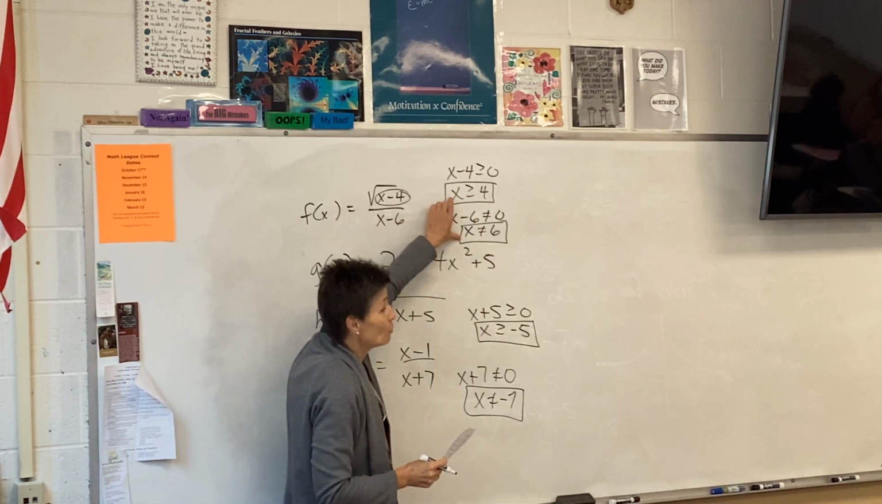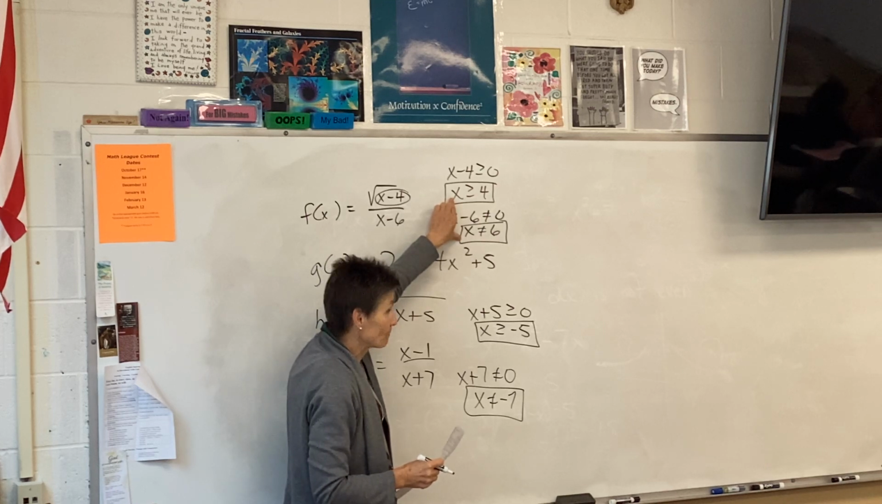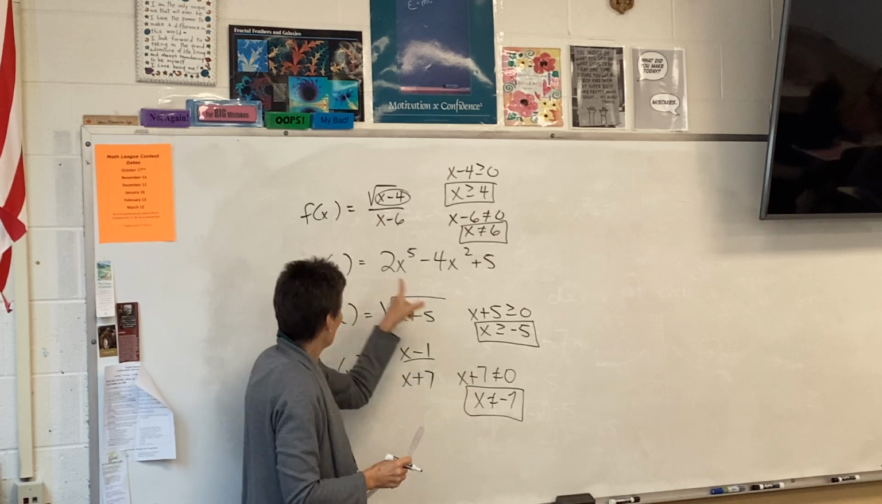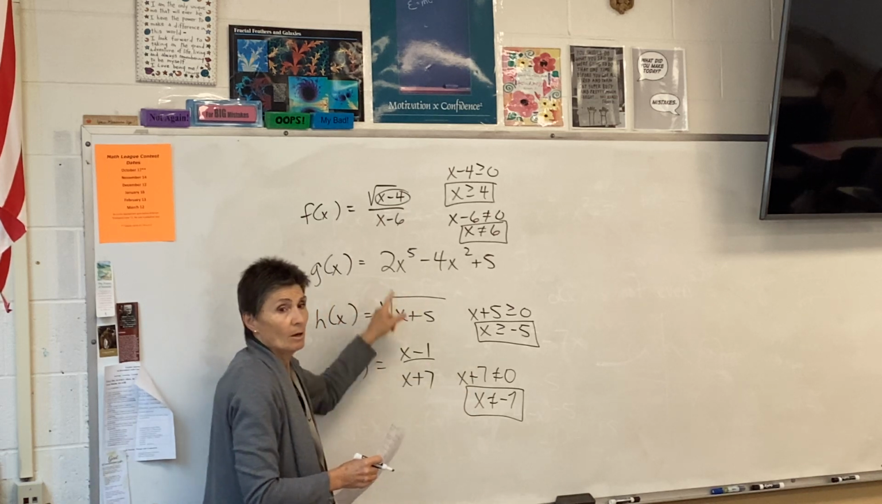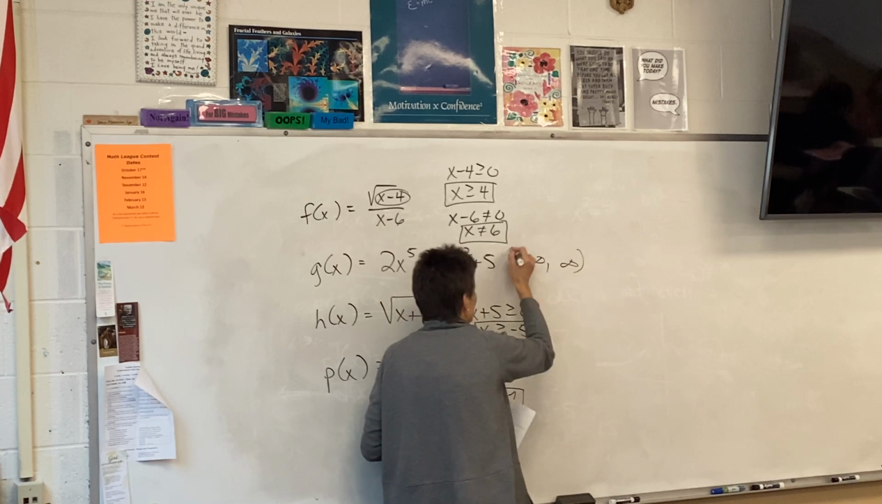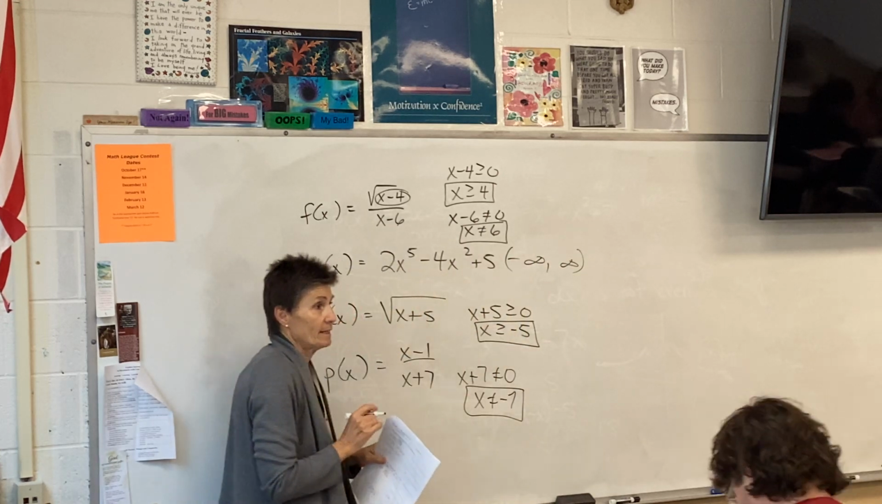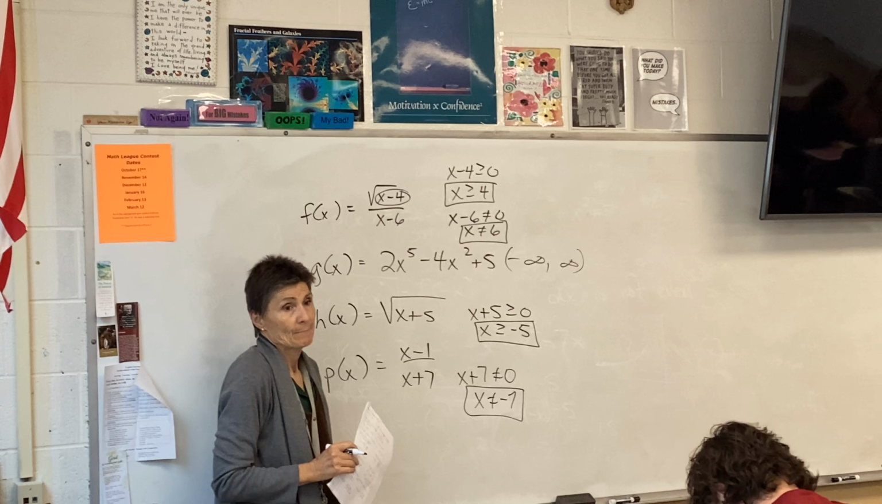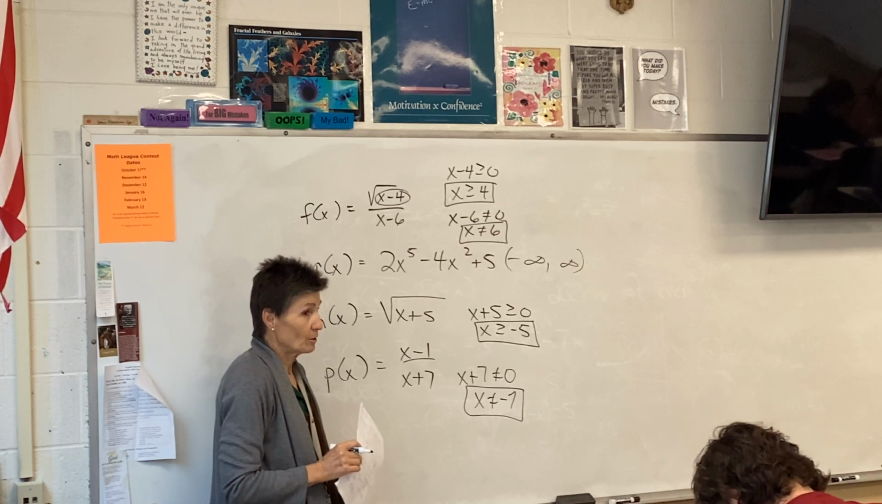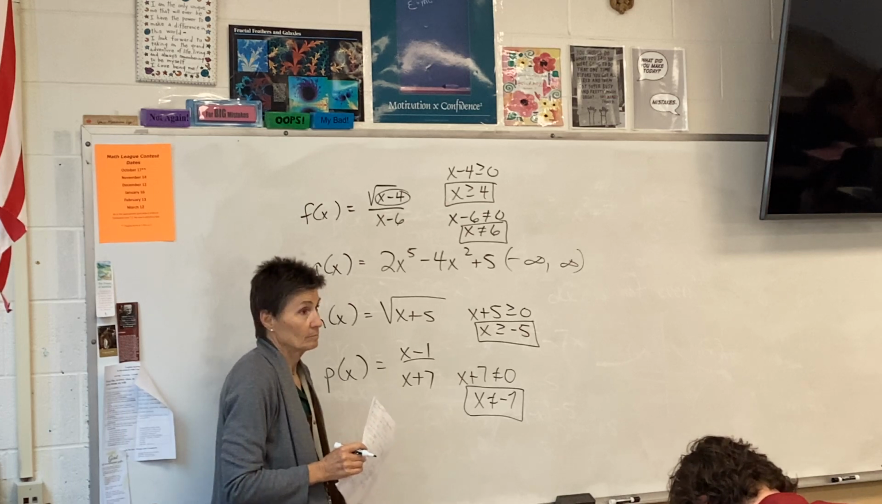So here's the 2-part answer to A. Here's the answer to C and D. What about B? All reals. All reals, which we write as negative infinity to infinity. Everybody good with that? That's part 1.